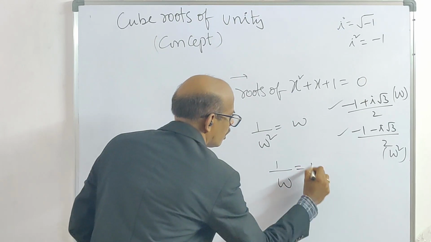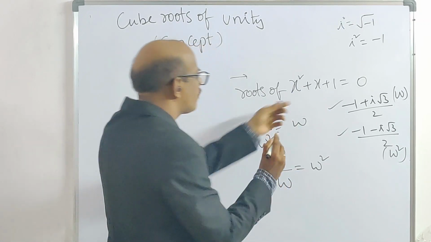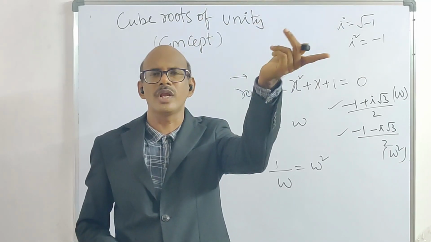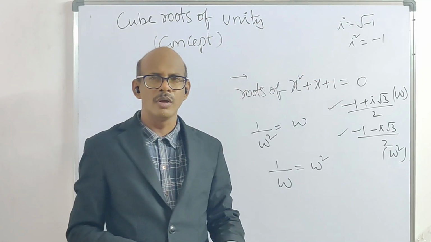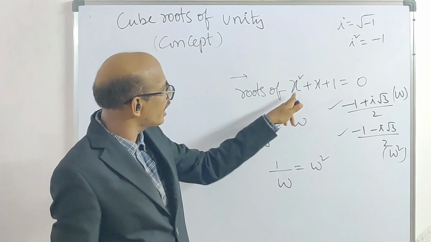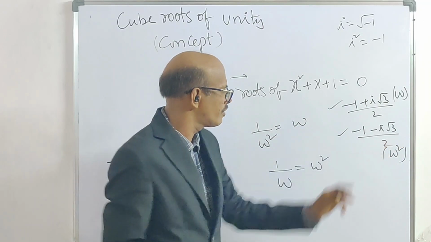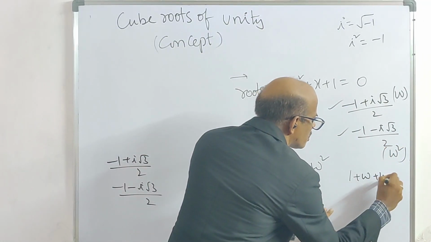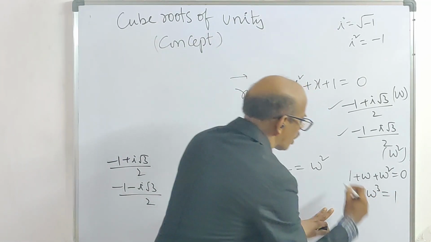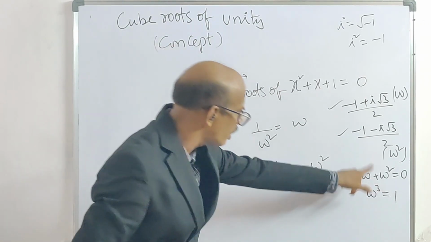Concentrate. I think you understood my point. There are two standard results linked with omega and omega square. I is root minus 1, and the roots of x square plus x plus 1 equals 0, like this quadratic format, are represented as omega and omega square. There are two standard results with this. Concentrate. Don't deviate. 1 plus omega plus omega square equals 0, and omega cube is 1. Two important standard results linked with the cube roots of unity.